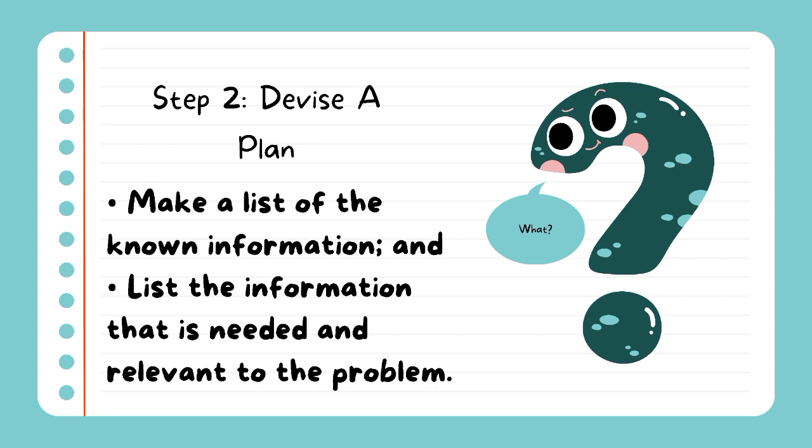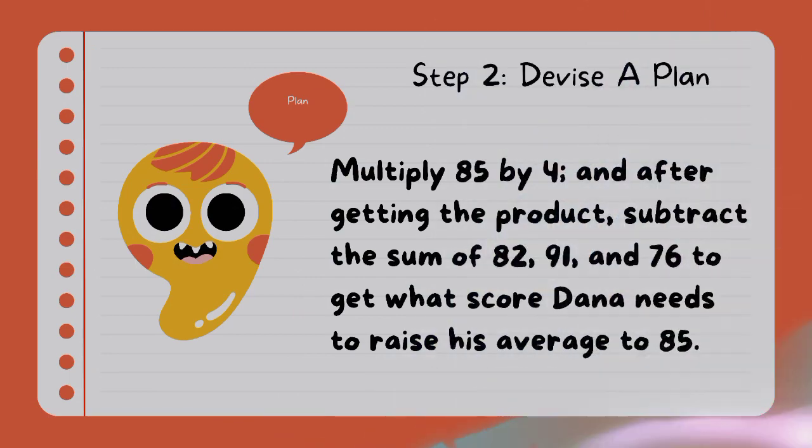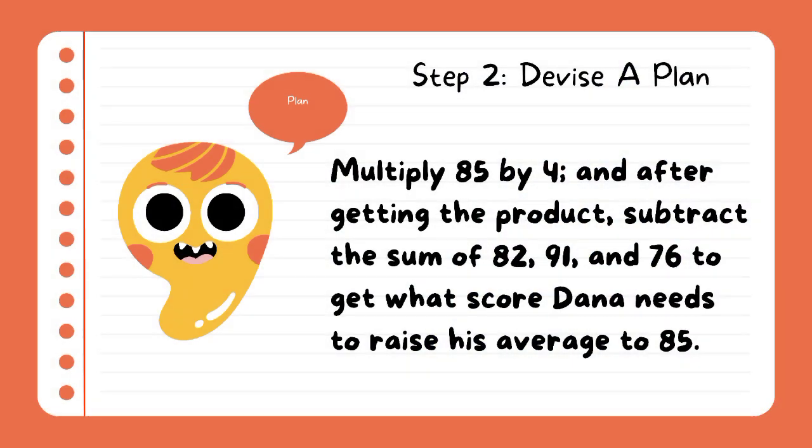So first, we all know that Dana should have an average of 85. And in order to compute the average, Dana must finish his 4th examination. So, from this information, we have the number 85, which represents the average, and 4, which is the number of examinations. We are going to multiply the 2 numbers, and after getting the product, we will subtract the sum of Dana's first 3 examination scores.